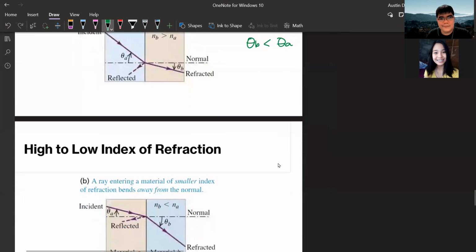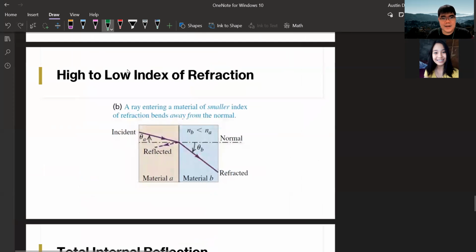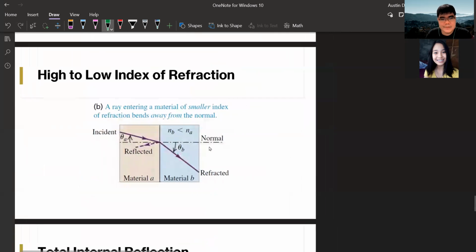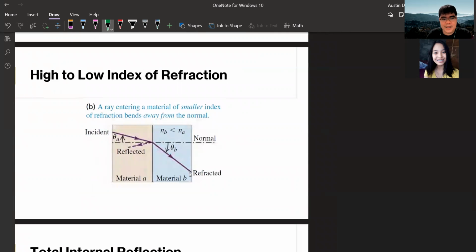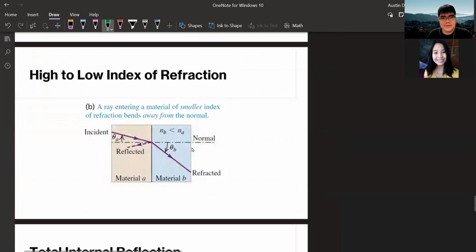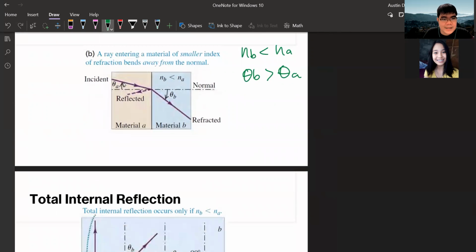Okay? And then next is, kabaliktaran lang nun. Kapag high to low index of refraction, ibig sabihin, mas mataas dito. So, NA greater than NB. Therefore, the refracted light ray goes away from the normal. Okay? So, NB less than NA. Then it should be theta B greater than theta A. Okay?